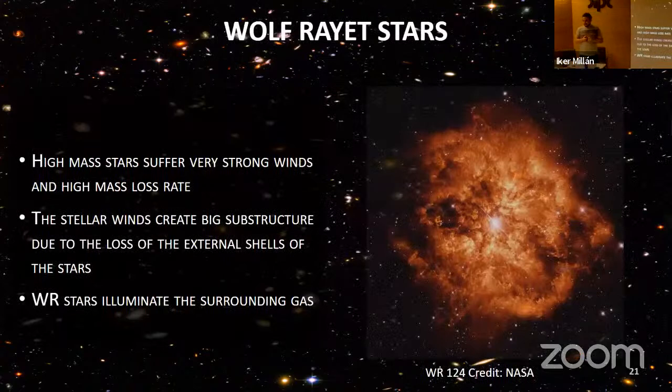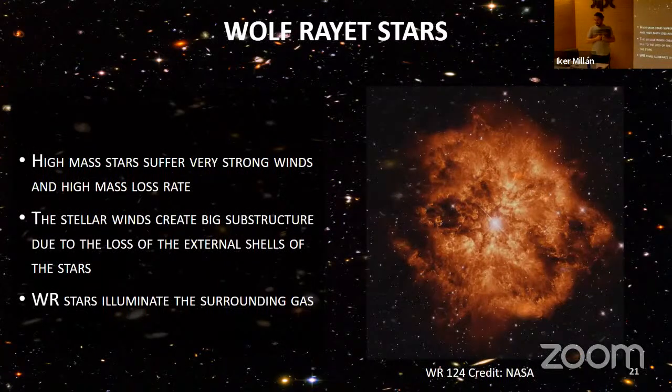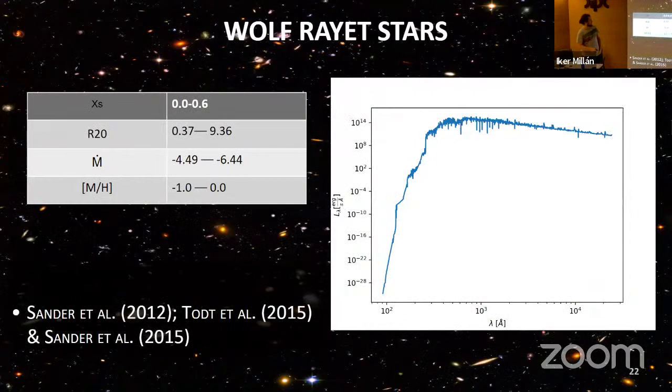And the last ones are the Wolf-Rayet stars, which are very high mass stars that have very strong winds and a high mass loss rate. These winds expel mass very heavily. They have an extreme mass loss rate, and the star illuminates all. Here you have Wolf-Rayet 124. You can see the star and the structure that it creates. Here you see the whole spectrum, which has a lot of emission features. It has P Cygni profiles because of the expulsion of the gas at high speed.